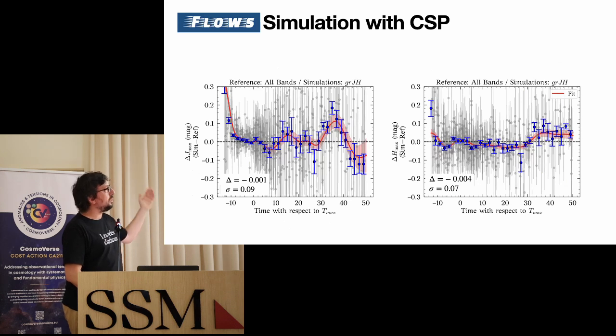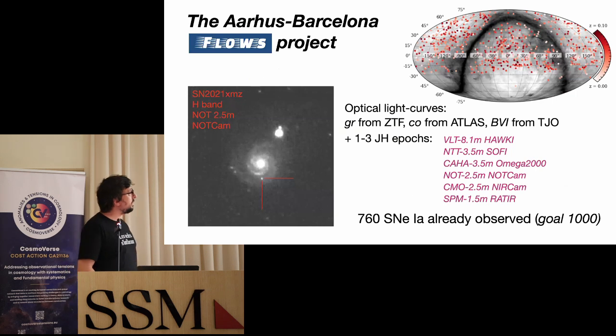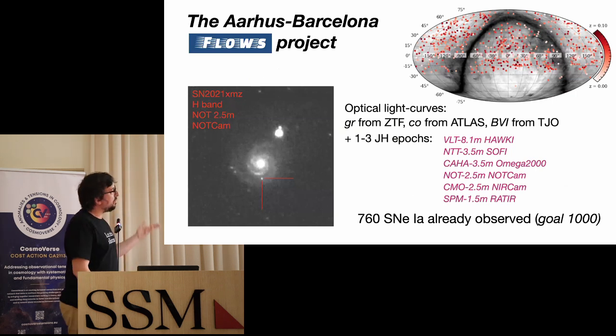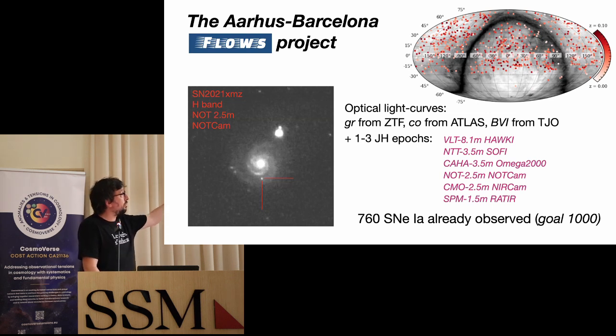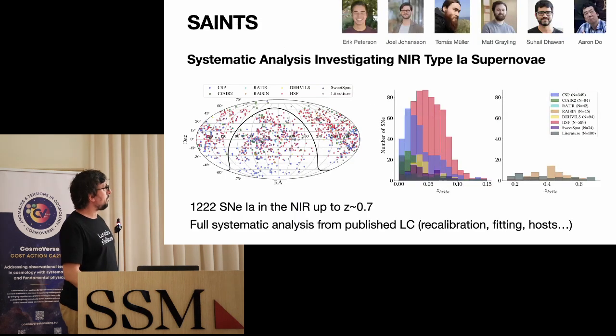So these enable the Flows survey, and so far we have 760 supernovae, with a goal of probably not reaching it, but 1,000. For a few we are obtaining 2 or 3 epochs, and this is the coordinate distribution of this sample. There's a PhD thesis going on, and there are some people already in Aarhus and Barcelona working on this data.